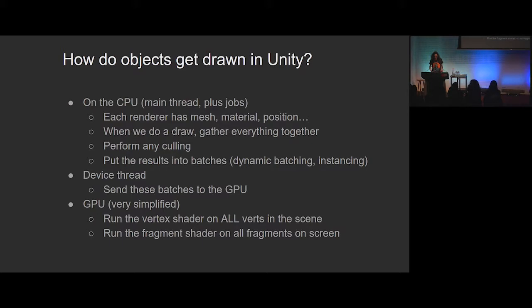So we're going to do some culling. We're doing, say, frustum culling, where we cull anything that won't make it onto the screen. If we've got it enabled, we might be doing some occlusion culling, that kind of thing. And after the culling, we're going to put all of these results into batches.